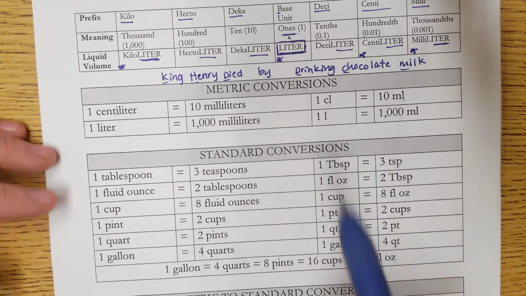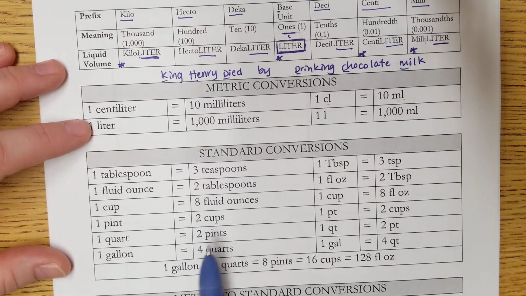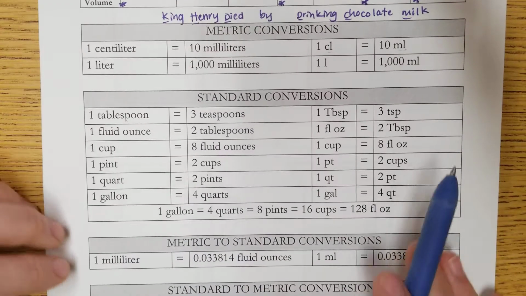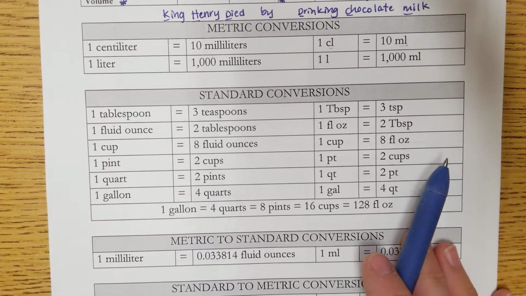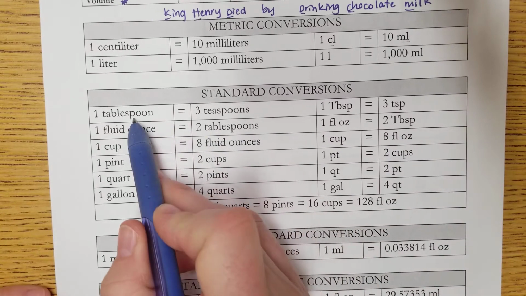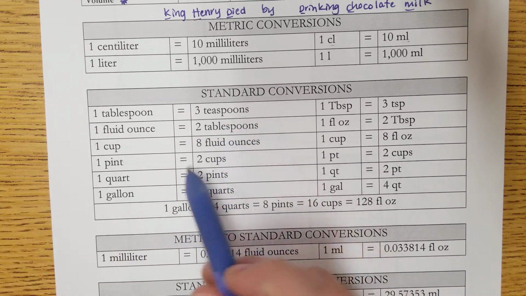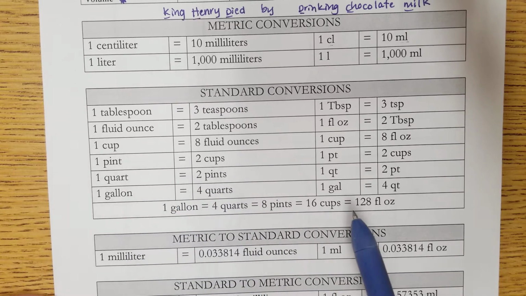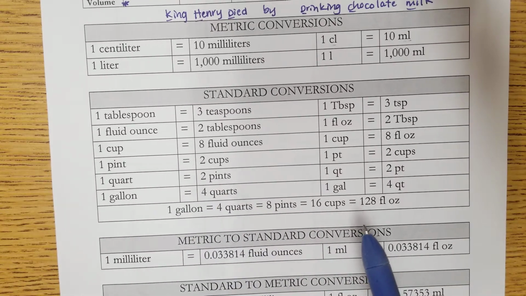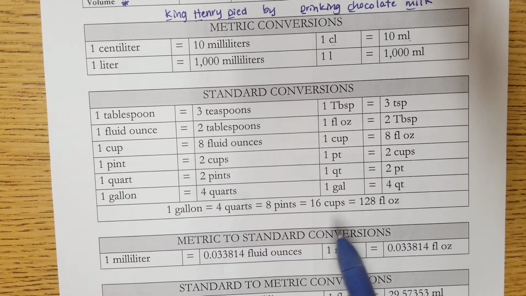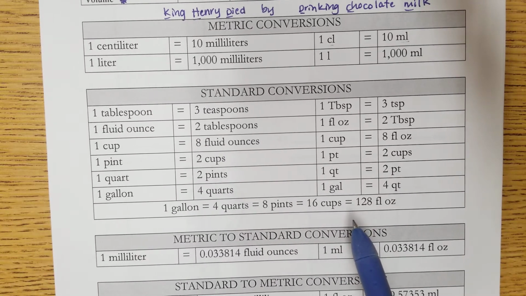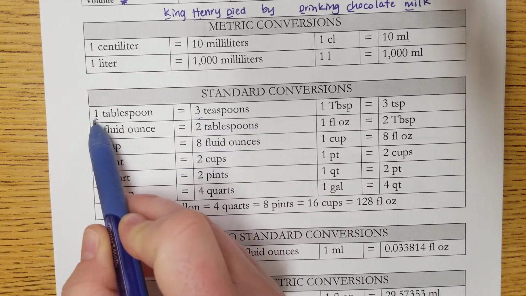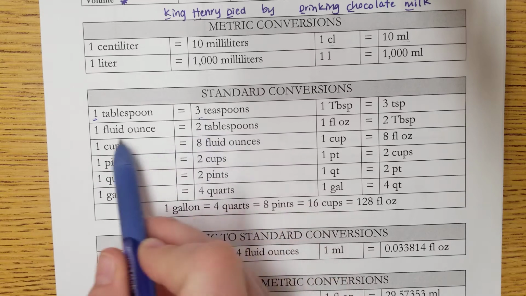Okay, but the standard system, as with almost everything, is more complicated. It's not as easy to work back and forth. So in the US standard system, we have tablespoons, teaspoons, ounces, cups, pints, quarts, gallons, a bunch of different measurements, and of course they don't all have nice 10 numbers to convert back and forth. So 3 teaspoons equals 1 tablespoon. 2 tablespoons equals 1 ounce.